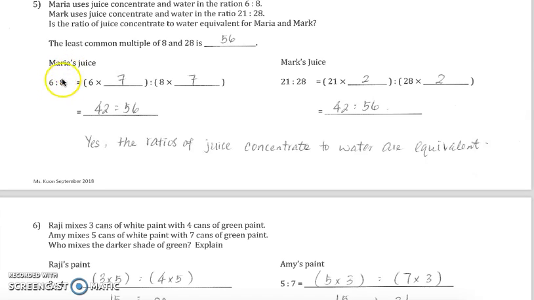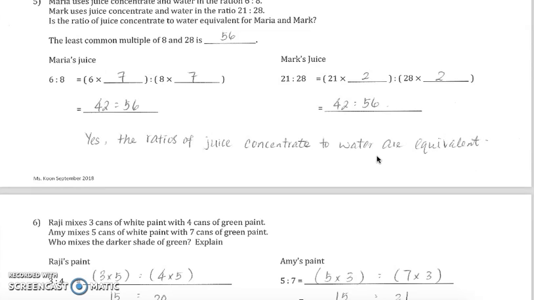So for Maria's juice, she used a concentrate to water ratio of 6 to 8, or 6 times 7, compared to 8 times 7, which is 42 to 56. Mark's juice, while he used a ratio of 21 to 28, remember we multiplied 28 by 2 to get 56, so I'll multiply 21 by 2, it's also 42 to 56. Therefore, we can say that yes, they have used the same ratio of juice concentrate to water.